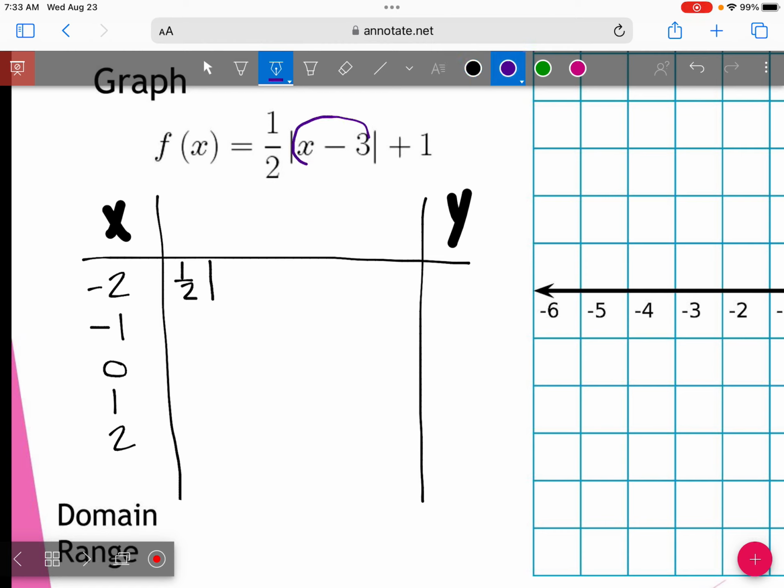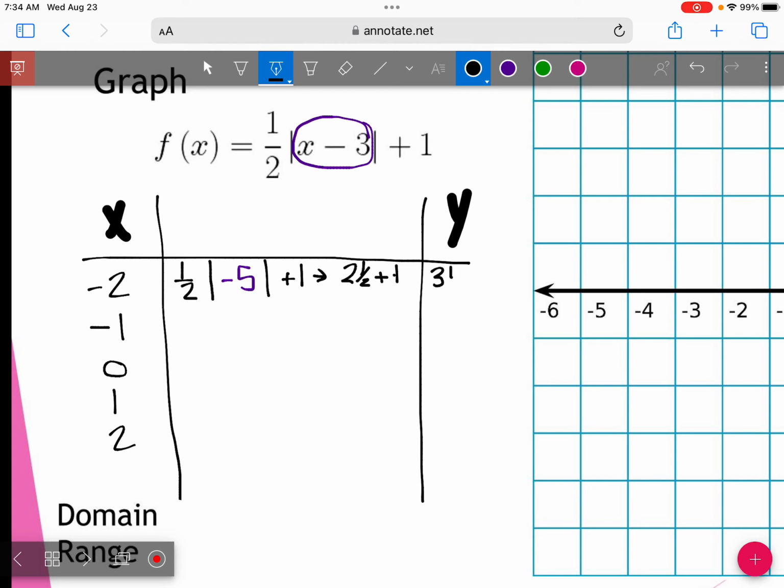We do what's inside the operation first. So -2 minus 3 is -5 plus 1. So the absolute value of -5 is +5. +5 times 1/2 is going to be 2.5 plus 1 gives us 3.5.